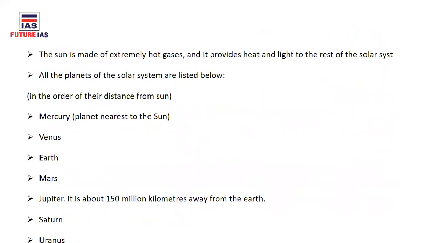So all planets basically rotate as well as revolve. They revolve around the sun and they rotate on their own axis, isn't it? These two terms you must understand. And the sun is made up of extremely hot gaseous particles, right? These extremely hot gaseous particles provide the sun a lot of heat and light, okay? And this heat and light basically enlighten our solar system, including the earth, isn't it?